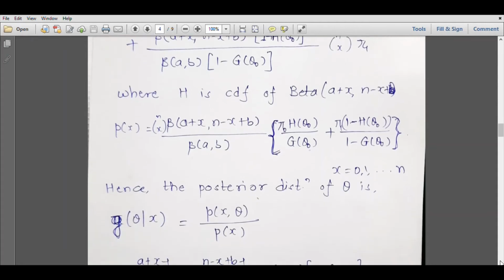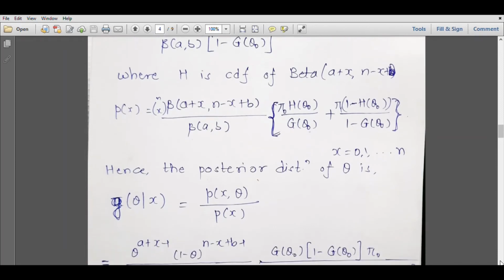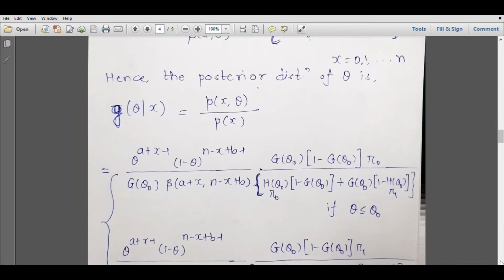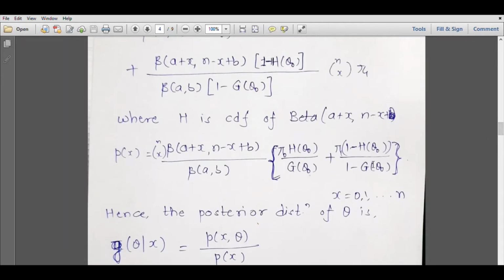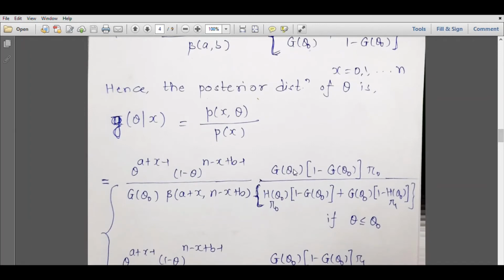Hence the posterior distribution will be joint upon marginal. So it will be like this: in this form if θ is less than or equal to θ0, and this form if θ is greater than θ0. In the denominator, what I have done is I have cross multiplied this so that g(θ0) into (1 minus g(θ0)) goes to the numerator.